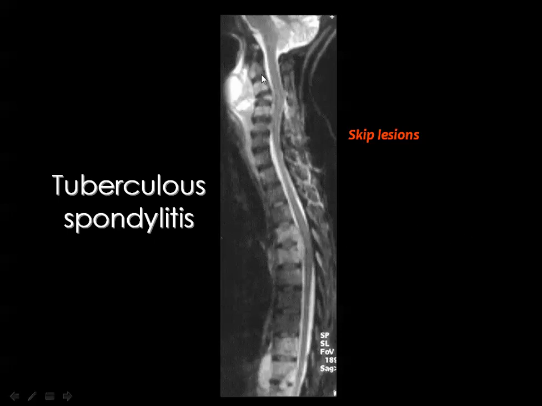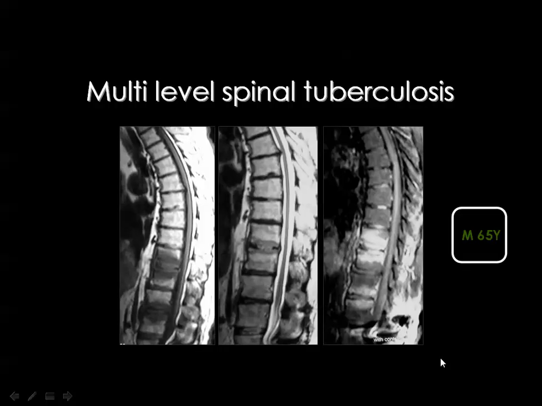Near the top is C2, 3, and at C4 you have the collapse of the vertebra and a huge prevertebral abscess compressing the pharynx. Then lower down you have another inflammatory lesion, and also lower down another inflammatory lesion. This is what we mean by skip lesions, which are usually suggestive of tuberculous spondylitis. This is another example of a skip lesion. There is a lesion here, and there is also another lesion there.